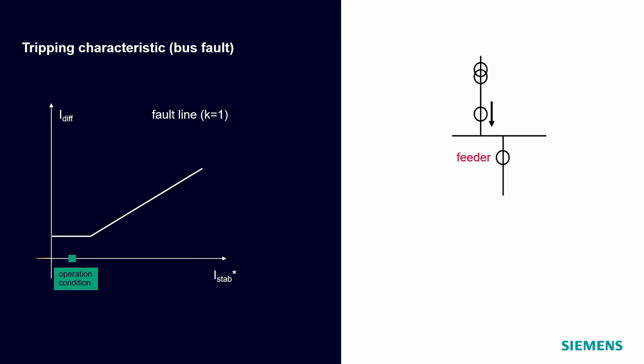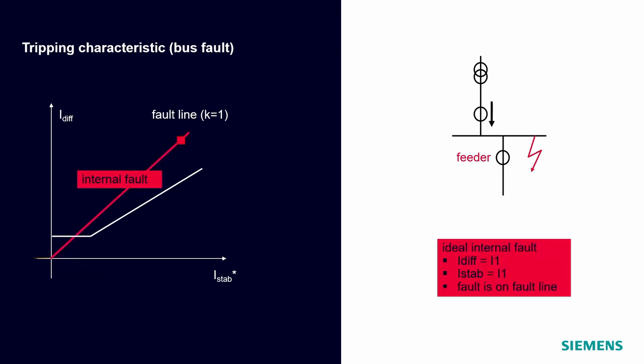And now we still have the operation condition, meaning we have a stabilization current in the area of the operational current flowing. And now we have an ideal internal fault. That means that the infeed current I1, the differential current, is the same as the infeed current, and the stabilization current is also the same. Means we have a fault on the fault line. Means with the stabilization factor K is 1, we have really an ideal fault.